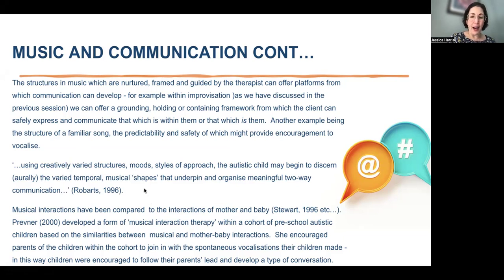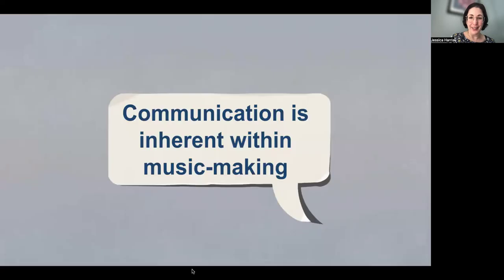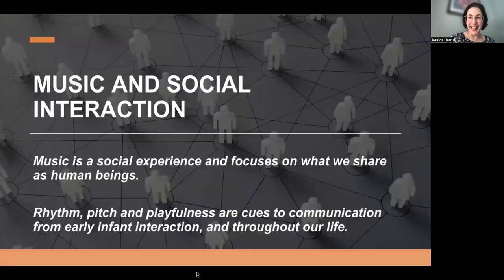So going back to our earliest interactions between us and our mothers, our caregivers, musical interactions have been compared to the interactions of mother and baby. And so Prevner in 2000 developed a form of musical interaction therapy within a cohort of preschool autistic children, based on the similarities between musical and mother-baby interactions. She encouraged parents of the children within the cohort to join in with the spontaneous vocalizations their children made, and in this way children were encouraged to follow their parents' lead and develop a type of conversation. So we know that communication is inherent within music making. Communication and music making go hand in hand.